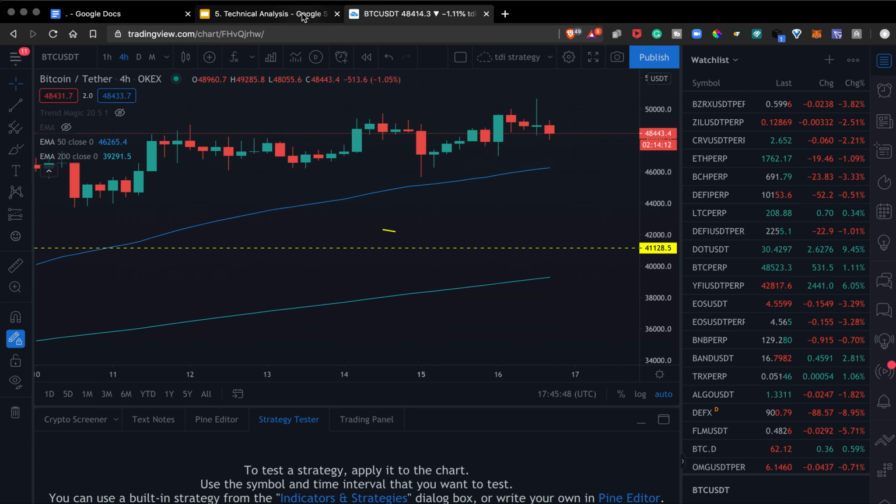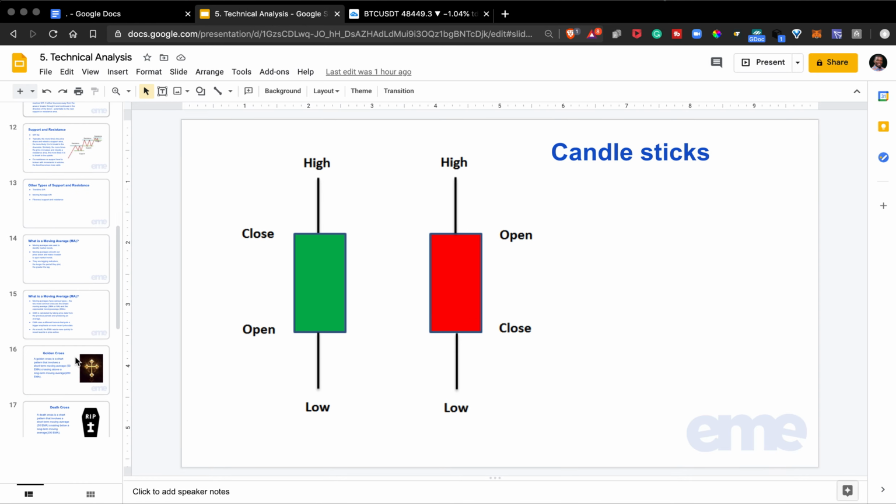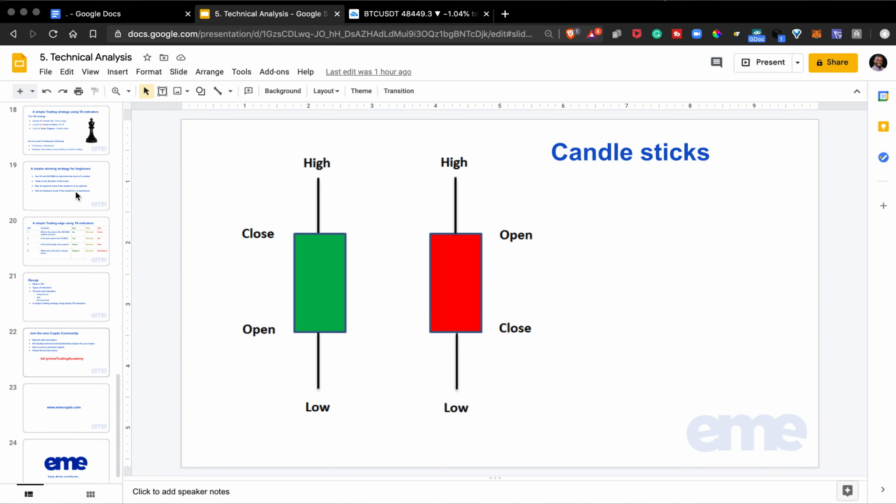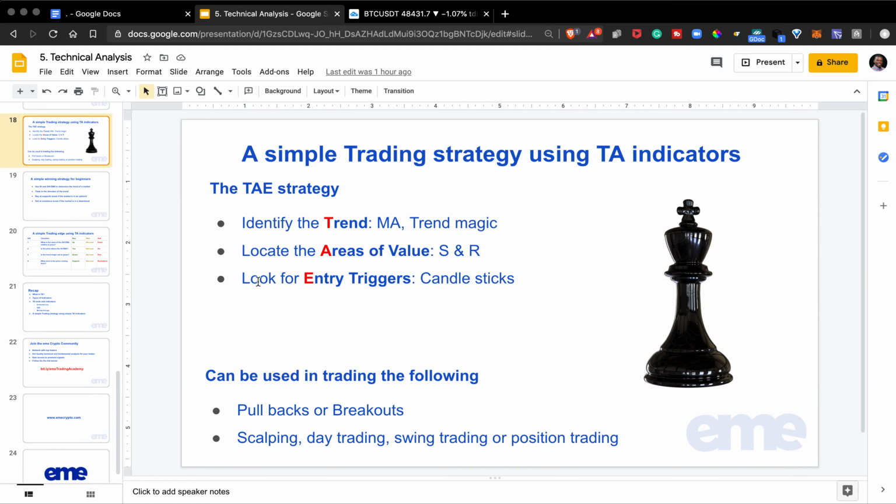So the tail method or the tail strategy is a simple strategy that beginners can use. It involves identifying the trend, locating an area of value, and then looking for an entry trigger. Once you identify the trend, you only trade in the direction of the trend. Locate an area of value, your support and resistance. You want to buy at an area of support and sell at an area of resistance, because price will most times bounce off an area of support and go back up. And then you look for an entry trigger.